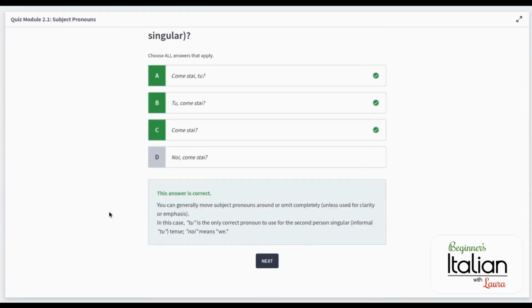Okay, so letters A, B, and C are correct. D is not correct because noi means "we." So you can generally move subject pronouns around or omit them completely unless used for clarity or emphasis. In this case, tu is the only correct pronoun to use for the second person singular, informal tu form, because noi means "we."